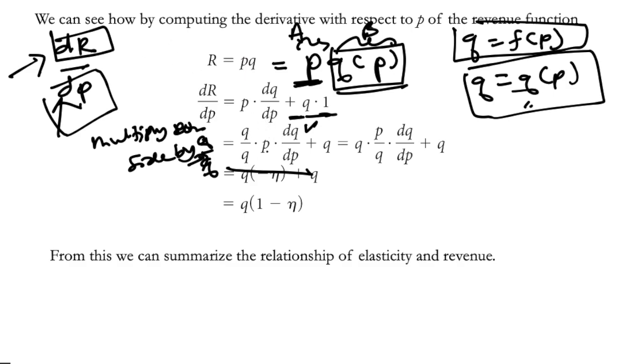Q over q times p times dq over dp. If you rearrange nicely, P together with over Q, and then Q here you bring here. That's why it becomes like this. You get me? Okay?